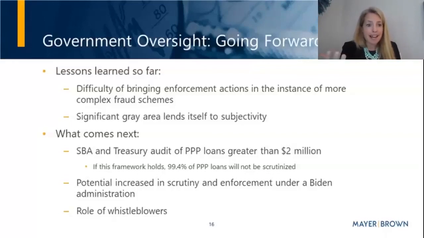And related to that, I think whistleblowers will play a big role in these cases. The Biden campaign stressed that giving more power and more protection to whistleblowers was a priority. So I think we'll see whistleblowers playing an even more important role in PPP prosecutions going forward. And with that, I will turn it over to Michelle.